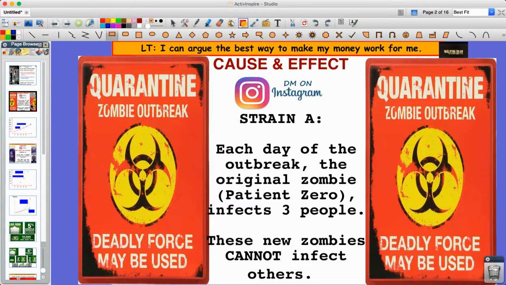So with this zombie outbreak, we have strain A. Strain A, on each day of the outbreak, the original zombie, or patient 0, can infect 3 people. New zombies cannot cause infection. So the infection can only come from patient 0. So let's take a look at what that looks like on the chart.